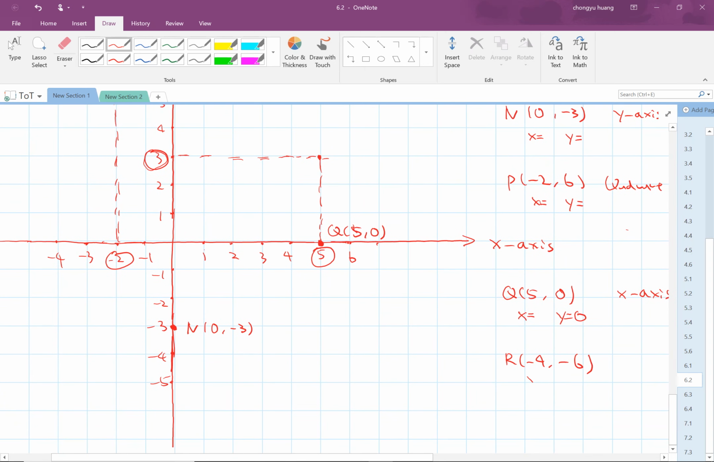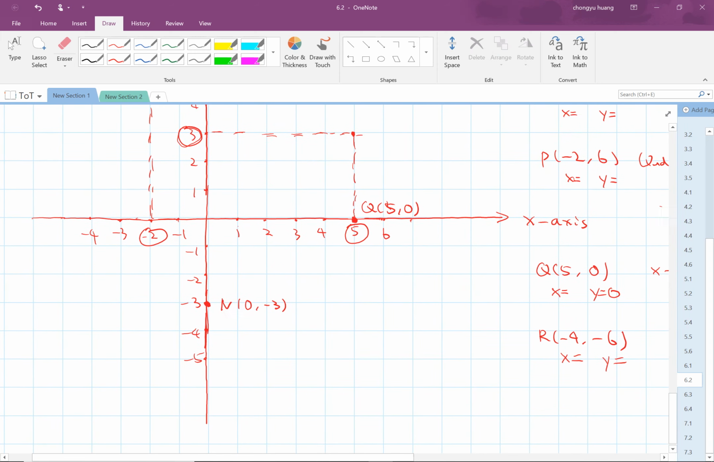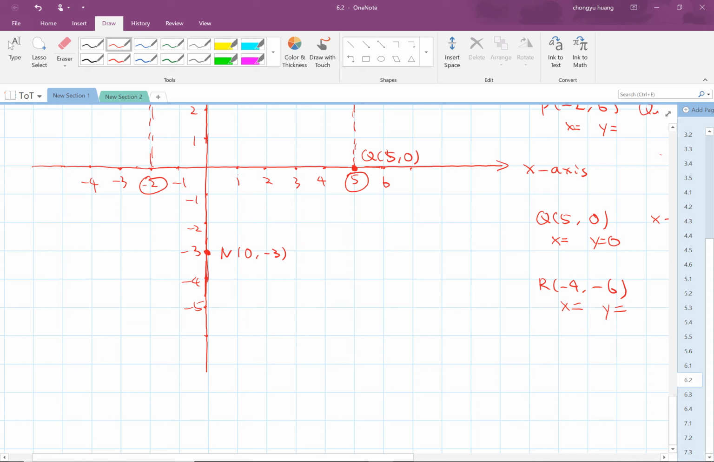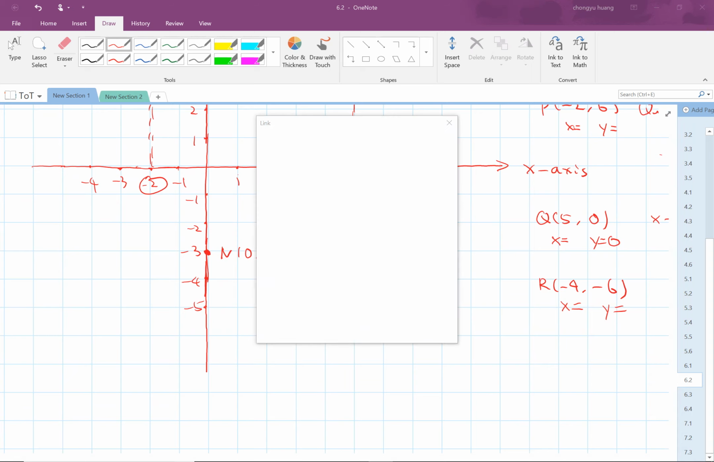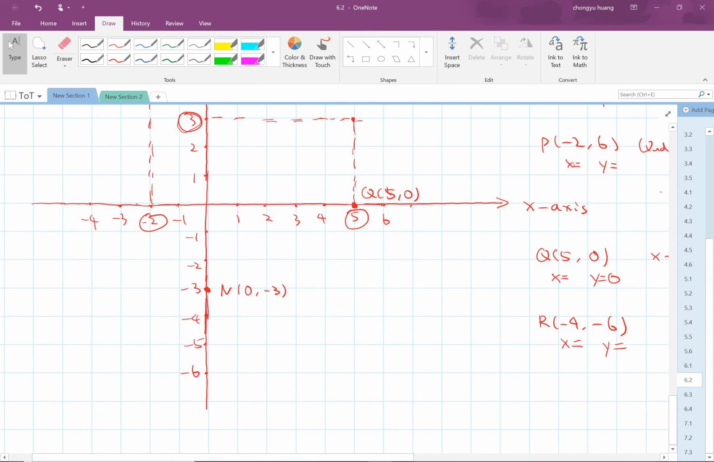Point -4, which is x equal to -4, y equal to -6. I think I have to add another point over here. Sorry, no. -6. Okay. So you can see x equal to -4 is over here, and then y equal to -6 is over here, right?